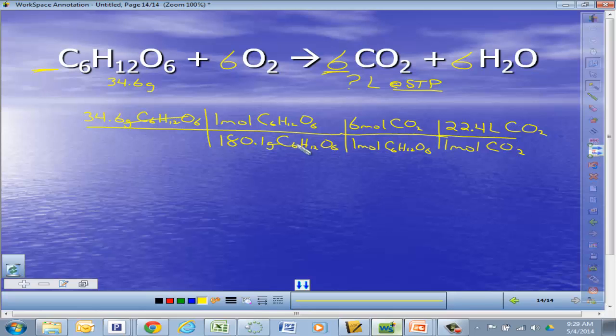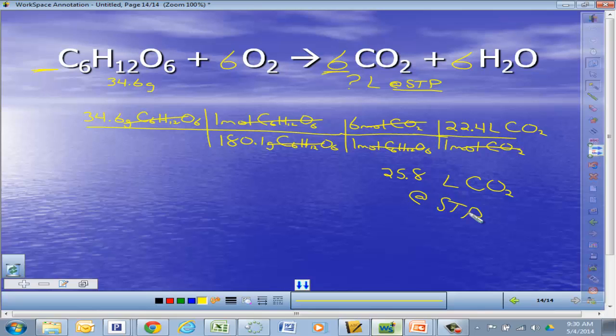Again, if you look at your units canceling out, this is what we'll be left with: liters of carbon dioxide. Run that through your calculator and you'll end up with an answer of 25.8 liters of carbon dioxide at STP. You don't have to write at STP in your answers. I'm just doing that to show you the difference between this problem and the next problem.